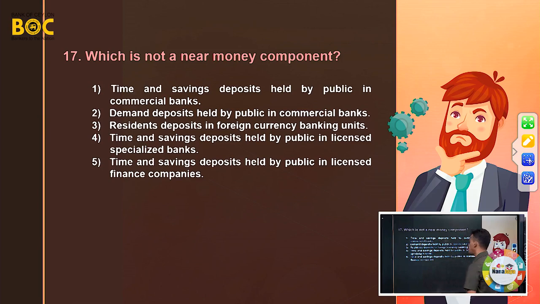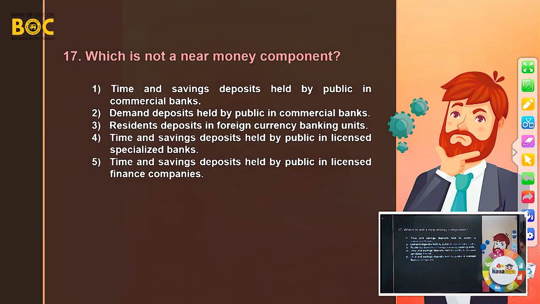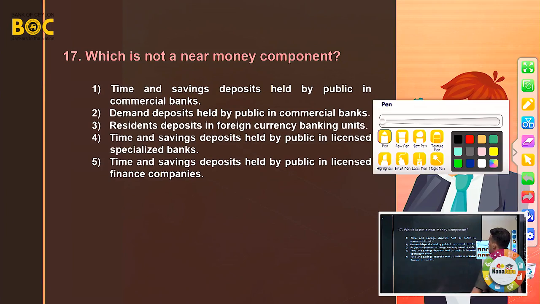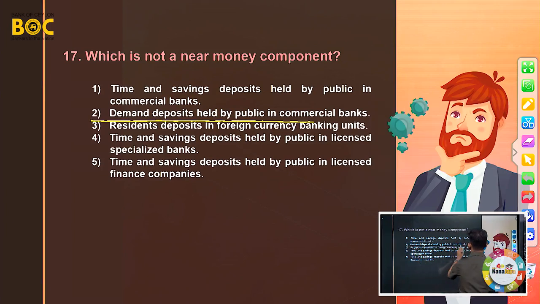Therefore, demand deposits held by the public in commercial banks are not a near money component. Instead, they are just a medium of exchange. Others: residence deposits in foreign currency banking units is a near money component. Time and savings deposits held by the public in licensed specialized banks is a near money component. Time and savings deposits held by the public in licensed finance companies is also a near money component. So answer number 2 is the answer for question number 17.